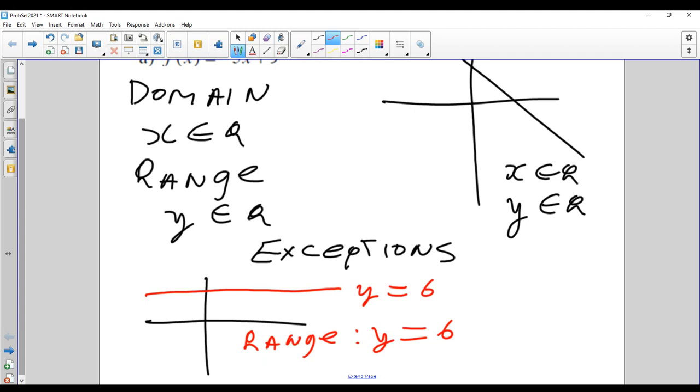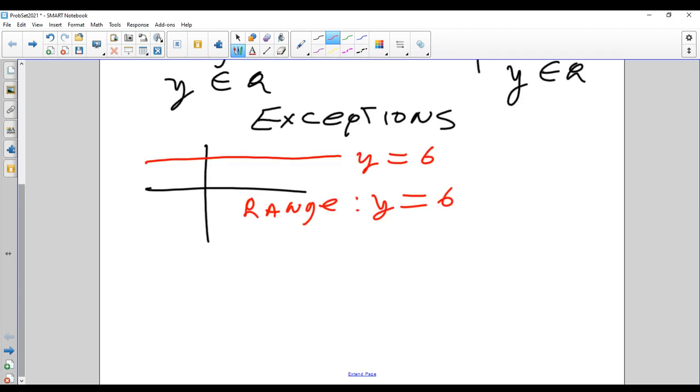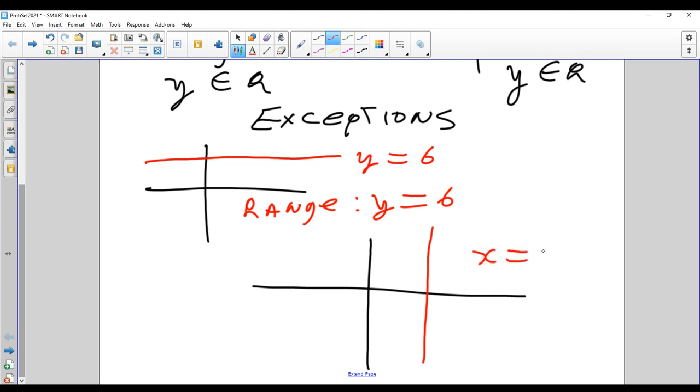Okay. What about if it was a perfectly vertical line? Let's say that the equation of this line was x equals 4. So here are the exceptions. What's the domain and range of this? What's the domain, first of all? Okay, yes, Shay. x equals 4. That's your domain.